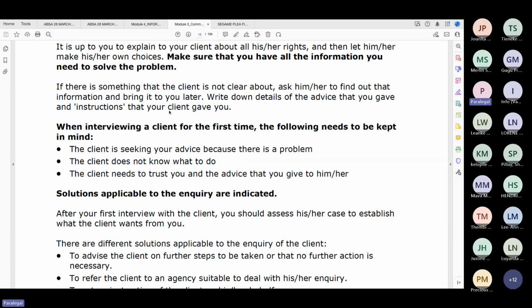When interviewing a client for the first time, the following needs to be kept in mind. In the morning, we said, well, in as much as we don't want to advertise the TV show, by now, if you do law, you are right in the middle of the legal space. You would have watched a TV program, Suits. If you are brave, what other legal things have you watched on Netflix?